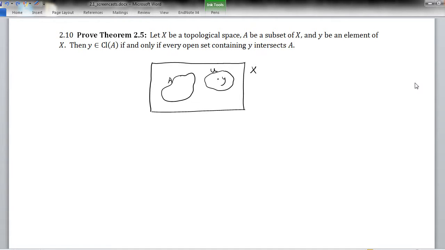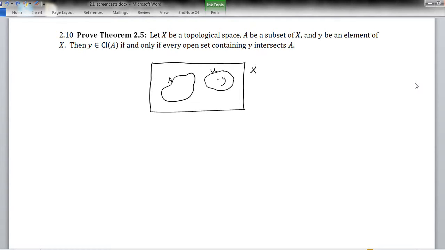Exercise 2.10. Prove theorem 2.5. Let X be a topological space, A be a subset of X, and Y be an element of X. Then Y is in the closure of A if and only if every open set containing Y intersects A.